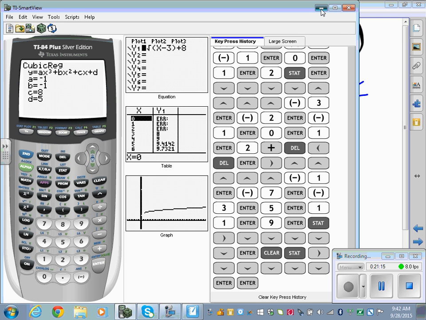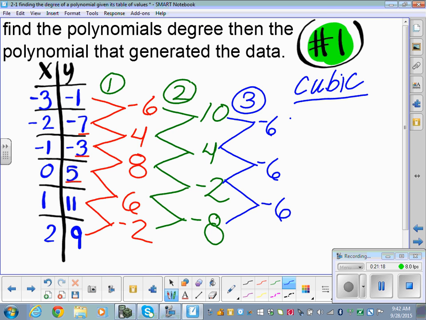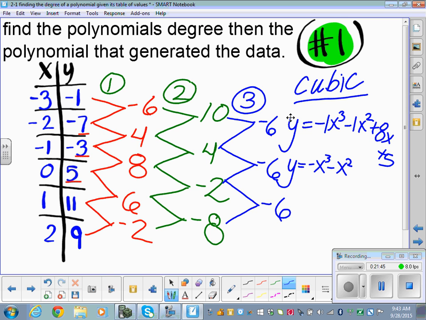So we'll go ahead and write that. So we have y is equal to, a was -1, so we have -1x cubed, b was -1, so we'll have -1x squared, and then c was 8, so we'll have plus 8x, and then plus d, which is 5, so plus 5. Now I'm going to push you, you're in secondary 3, write this correctly: -1x cubed is just -x cubed, minus x squared, and plus 8x plus 5. This would be our 2 answers, cubic, and there's our polynomial, okay?